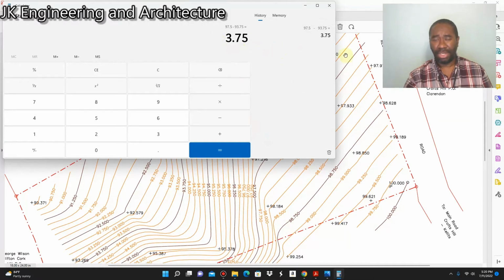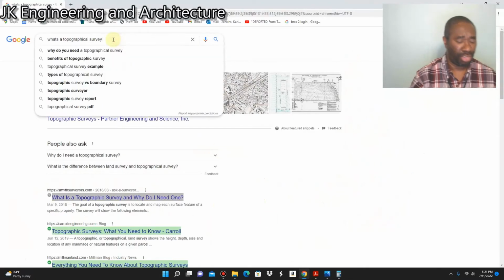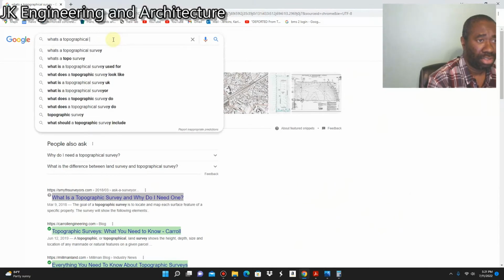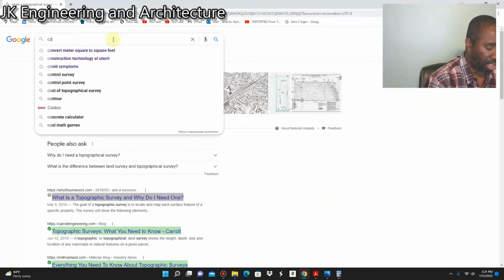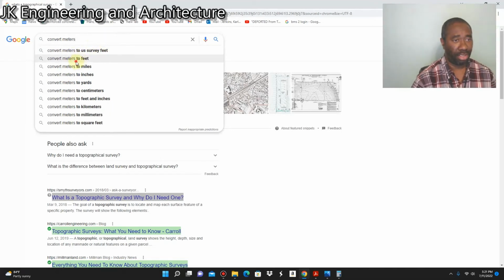So let me convert this 3.75 to feet, and then we can see what the difference in elevation is. If we convert that, you go to the internet and you can just convert meters to feet, you hit here.